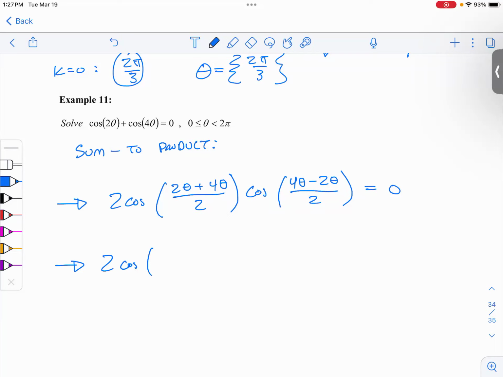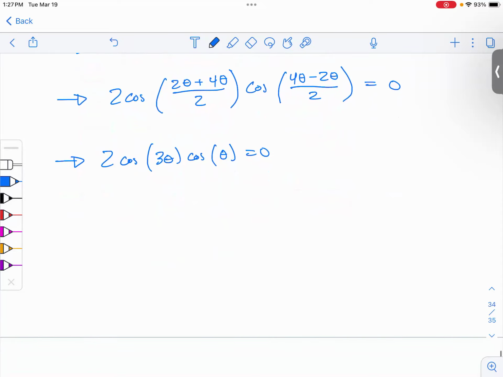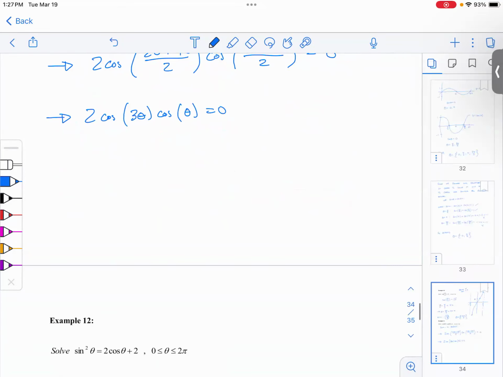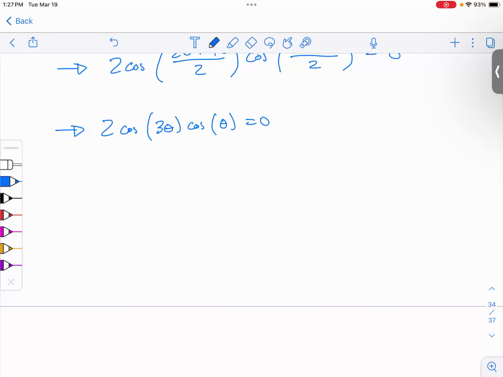All right, so let's see. We got 3 theta, sine of 2 theta over 2 theta. To make my life simpler, I'm going to divide both sides by 2. Whenever you can get rid of a coefficient, get rid of it.